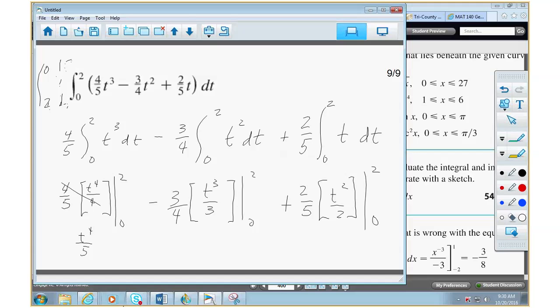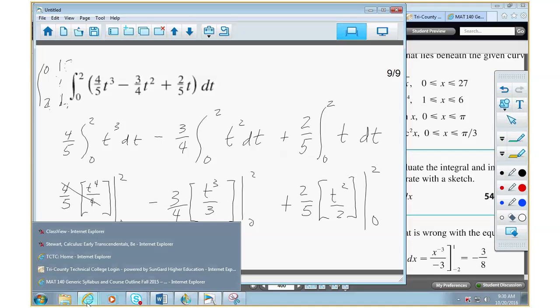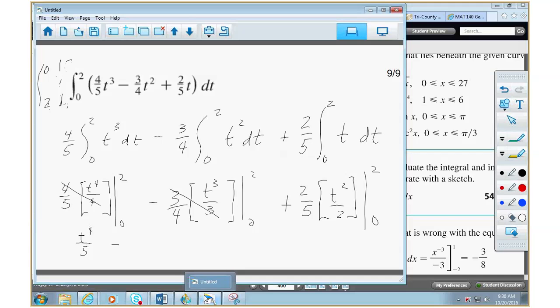What? What'd you say? Cancel. Oh, okay. Can I be in charge for a while? All right, thank you. The 3's cancel, and that'll leave you with t to the third over 4. I don't know why this keeps popping up. Plus, what happens here? T squared over 5. And all that is evaluated at 0 and what? Well, I'll do the 0 for you.